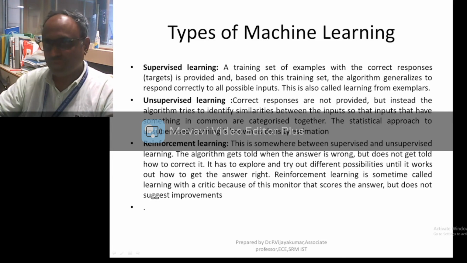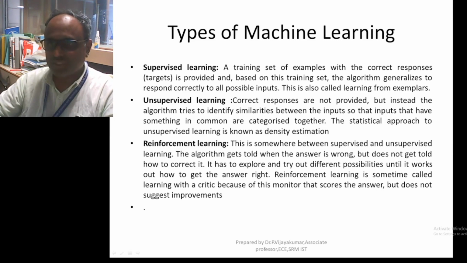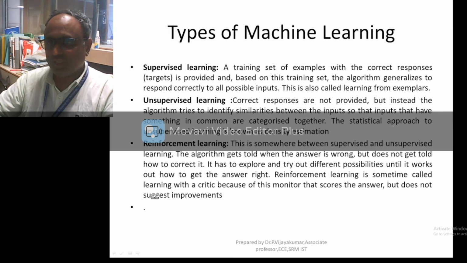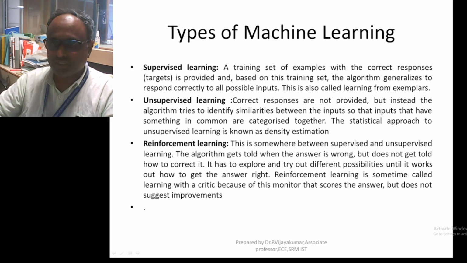Reinforcement learning is between supervised learning and unsupervised learning. It's sort of a mixture of the two. The algorithm gets told when the answer is wrong but does not get told how to correct it. It has to explore and try different possibilities until it works out the correct answer. It means it is trial and error based.